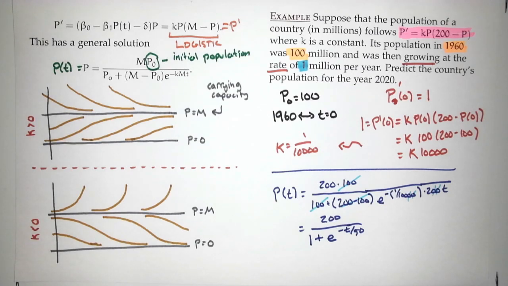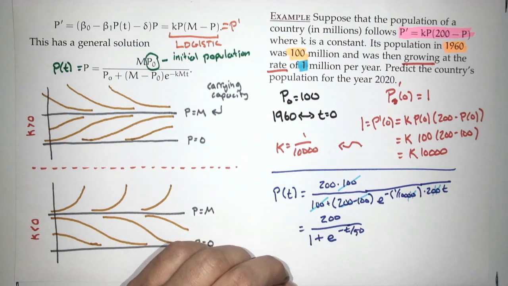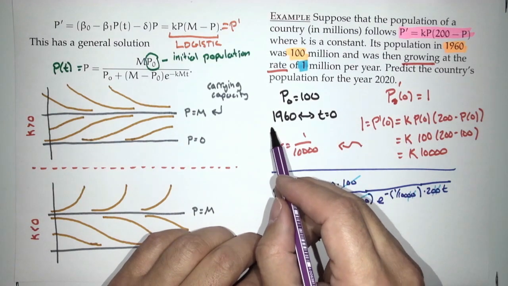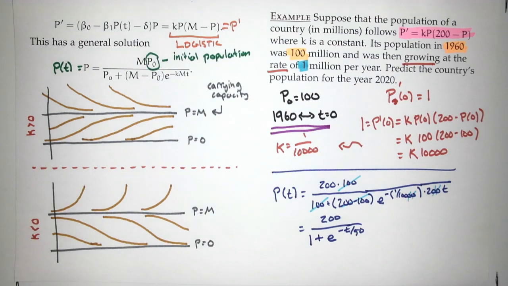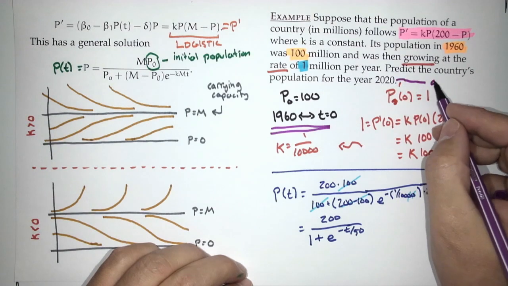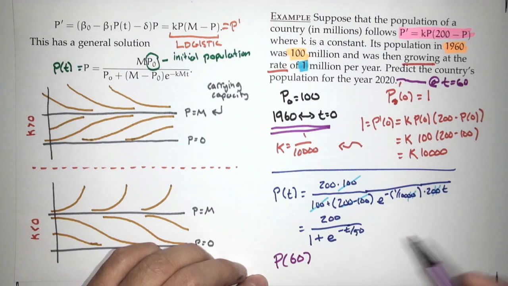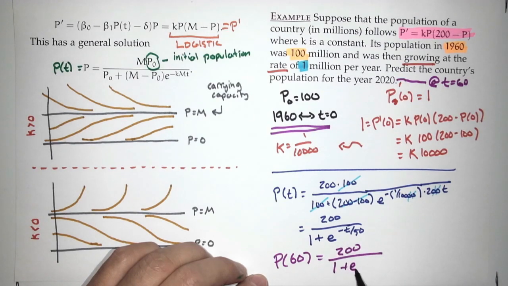Now we want the population in the year 2020. What does that mean for us? So do we plug in 2020 for T? No? Aren't we supposed to find the year 2020? Yeah, remember we had this time shift. Time 0 is 1960, so what does 2020 correspond with? Yeah, 60. So in other words, at time equals 60. So the population after 60 years, which is what we're after, will be 200 over 1 plus E to the minus 60 over 50, which we can write as 6 over 5.